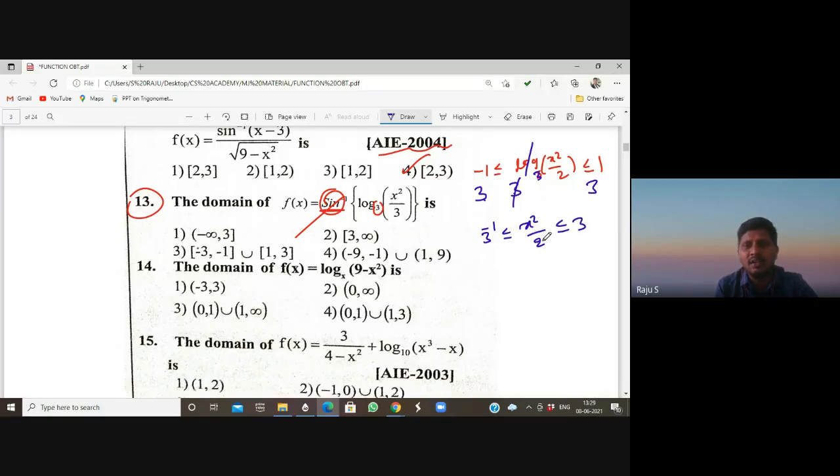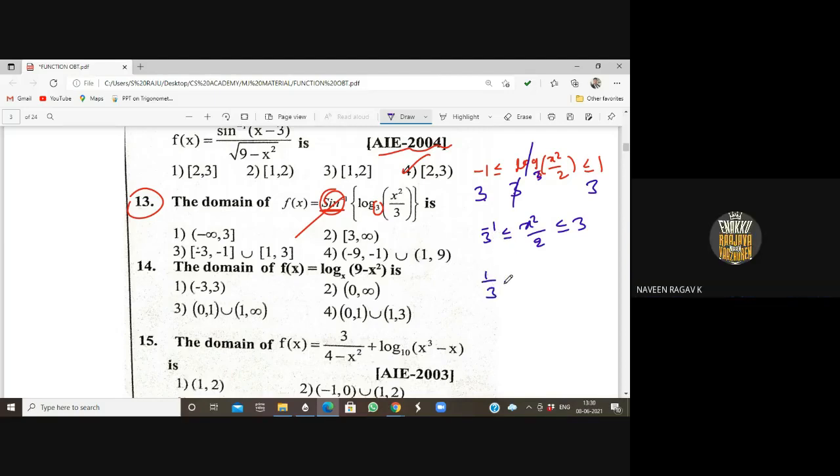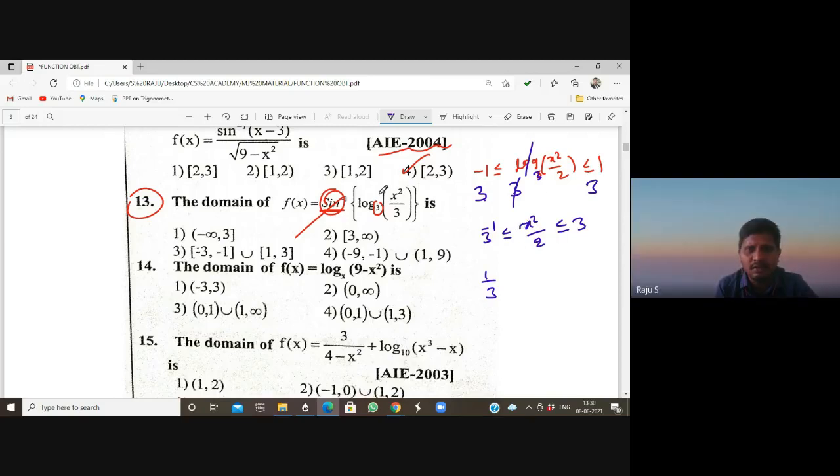We got this, but we require only x values. So 3 power minus 1 is 1 by 3. Okay, sorry, here it is x squared by 3. 3 power minus 1 is 1 by 3. So I want to multiply with 3, because you can cross multiply otherwise. So here 3 lesser than or equal to x square lesser than or equal to 3 into 3. 3 into 3 get cancelled. 1 lesser than or equal to x square lesser than or equal to 9.